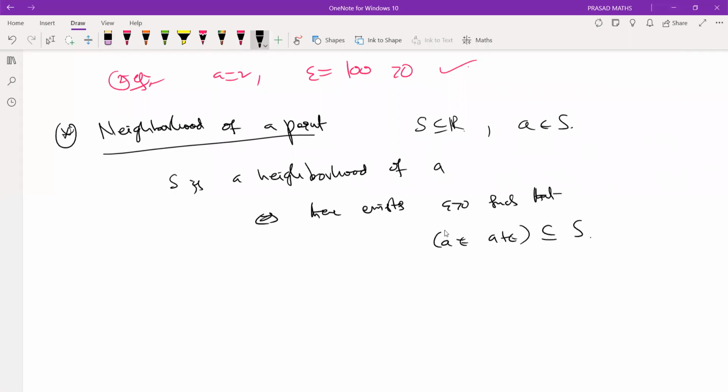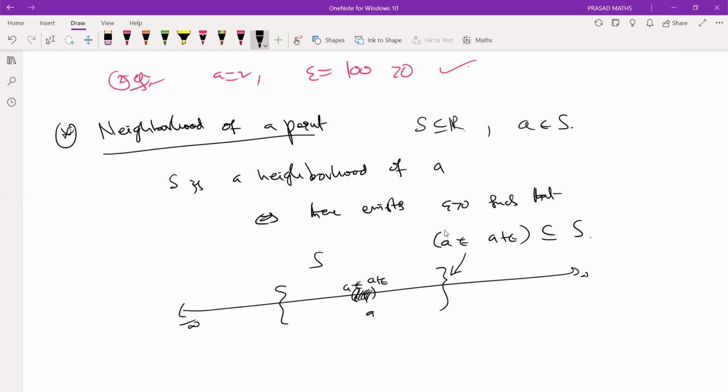That means, in order to say that S is a neighborhood of a point A, we need to find some epsilon. This represents the epsilon neighborhood of the point A. Suppose you assume that S is a subset of the real line. In order to say that S is a neighborhood of A, you need to provide some neighborhood A minus epsilon, A plus epsilon, which is contained in the set. If you provide at least one epsilon neighborhood around A which is contained in the set, then one can say that the set is a neighborhood of the point A.